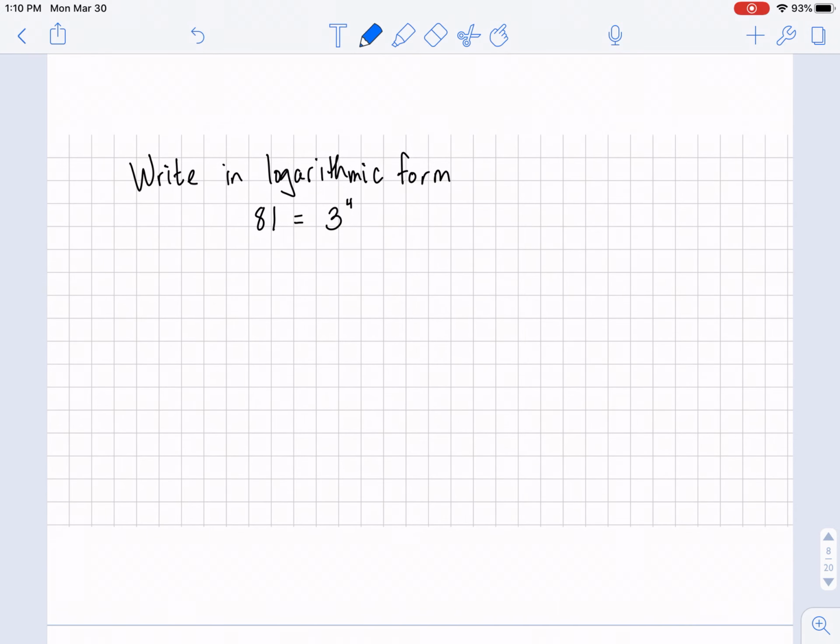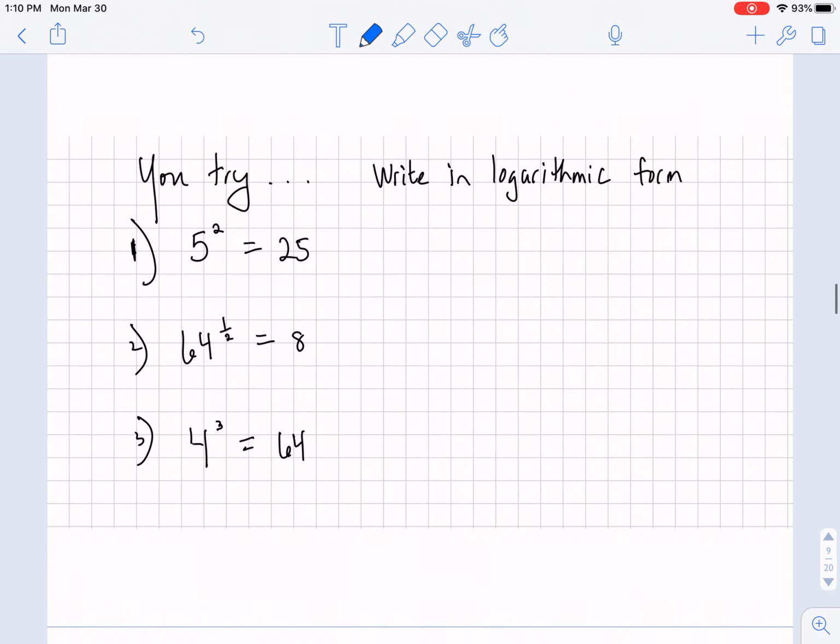Now we're going to do it the other way around. We are given something in exponential form, and we are going to write it in logarithmic form. So again, it's going to be log, here's your base, so base 3 down here, of 81 is equal to 4. Hopefully you understand that. I want you to try all these three, so pause your video. I'm giving it to you in exponential form. I want you to write it in logarithmic form. All right, pause. We'll come back.